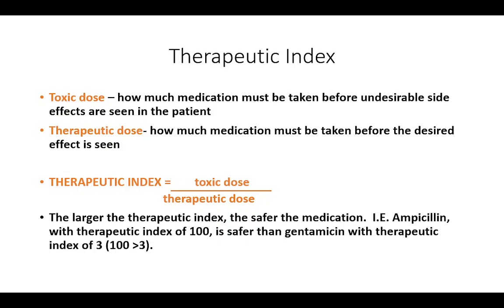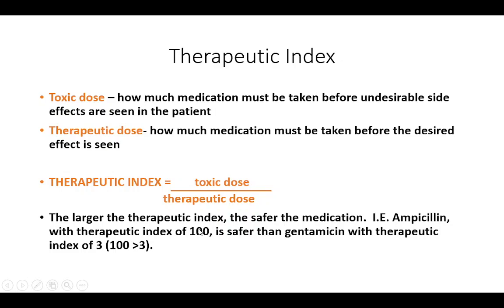What you want is a number that's as high as possible. That means you'd have to give a huge amount to get negative side effects in the patient, and only a little bit to get the desired effect. So a great example of this is penicillin or ampicillin. There's a therapeutic index of 100.